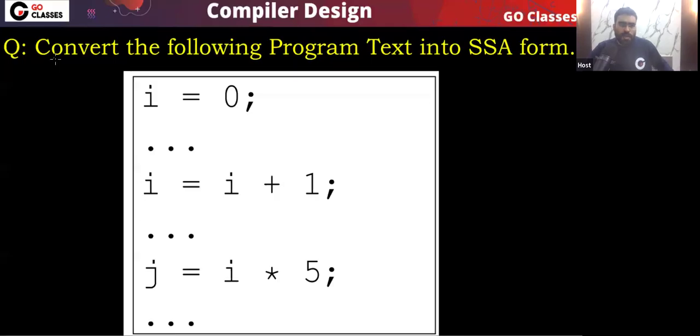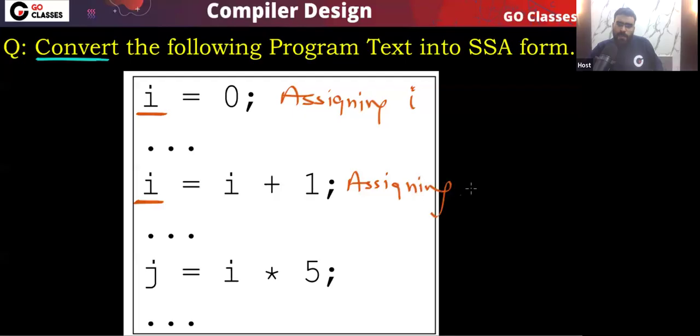Now let's move on. What about this one? Can you convert this program into SSA form? First, tell me, right now, is this program in SSA form? This program is not in SSA form. This is an assignment of I. This is also an assignment of I. Here also we are assigning I, and here also, and here also. So this program is not in SSA form.